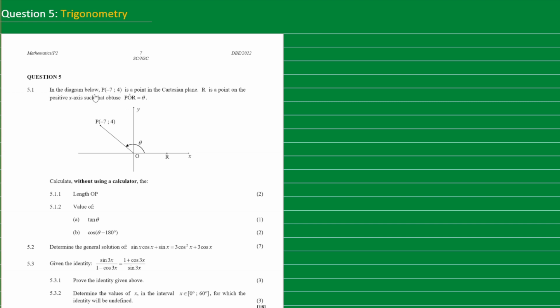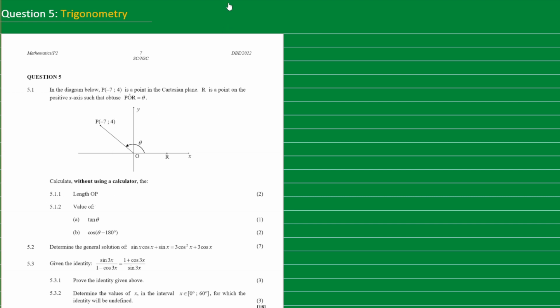In the diagram below, P with the given coordinates (-7, 4) is a point in the Cartesian plane. R is a point on the positive x-axis such that obtuse angle POR is theta. The information is given in the Cartesian plane here. Calculate, without using a calculator, the length of OP. So we are calculating OP.